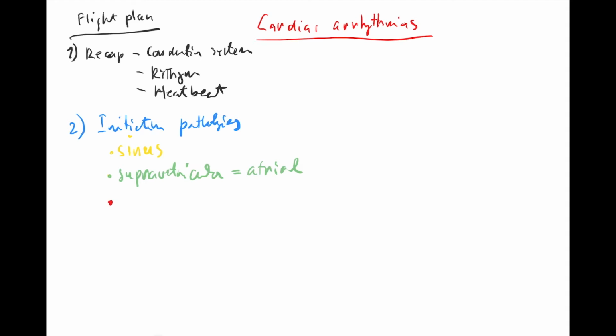And then we're gonna do the ventricular pathologies. Okay, so these two concern atriums, and this one is ventricular. Okay, and so that's the problem with initiation. That means where is the pacemaker located? That's one of the pathologies.